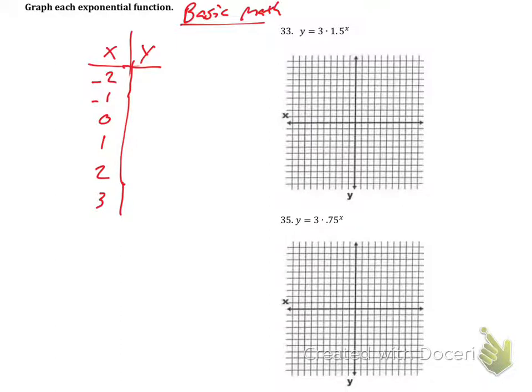Alright, so I went and got an actual calculator that I can use. Sorry about that. So you could just plug this into your calculator. If I just did 3 times 1.5 to the negative second power, I would get 1.33 or 1.34. It's 1.3 repeating, so you could do 1.34, you could do 1.4 if you wanted to. Both of those would be fine.